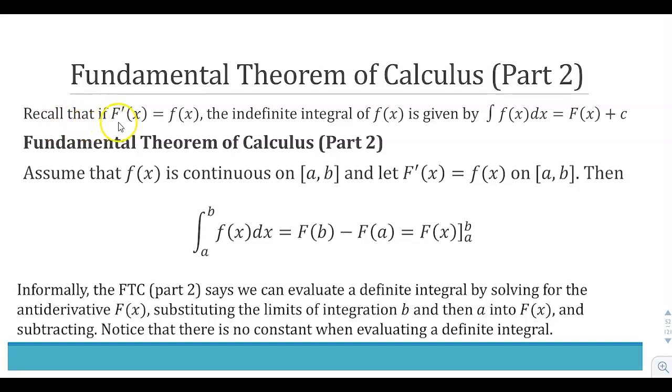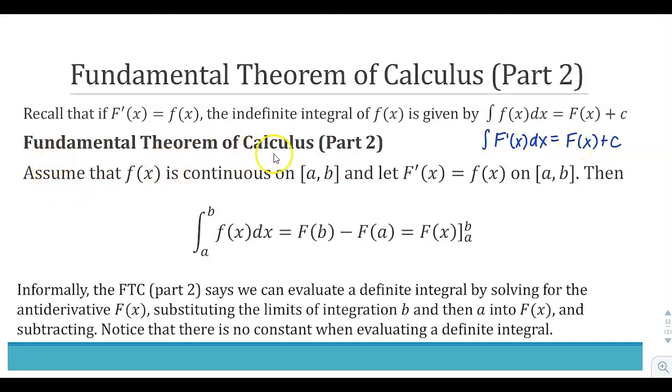So recall that if F prime of x is equal to f of x, the indefinite integral of f of x is given by the integral of f of x dx is equal to F of x plus C. The way I like to think about this is, f of x is F prime of x dx. So when I take the integral of F prime of x, that gets me to the original function F of x plus C because we have an indefinite integral.